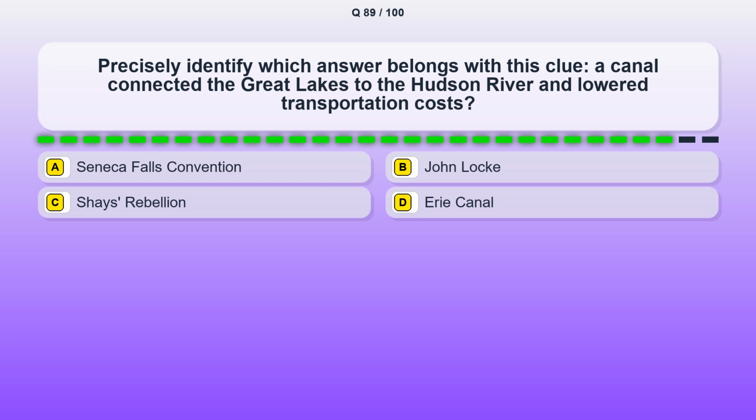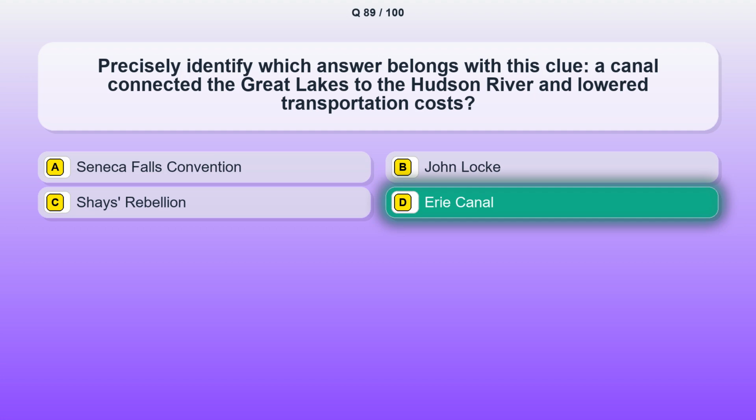Question 89. Precisely identify which answer belongs with this clue. A canal connected the Great Lakes to the Hudson River and lowered transportation costs. Option A, Seneca Falls Convention. Option B, John Locke. Option C, Shays Rebellion. Option D, Erie Canal.